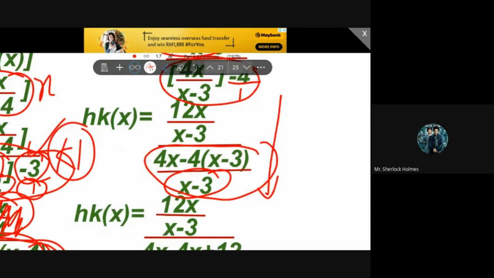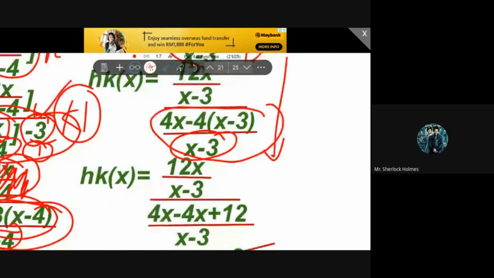If you can understand, so just switch the function only. KHX and HKX, you do 2 times. You will get the same answer. Kamu akan dapat jawapan sama, yaitu X. You will get X again. So can understand? I think this part's okay lah.